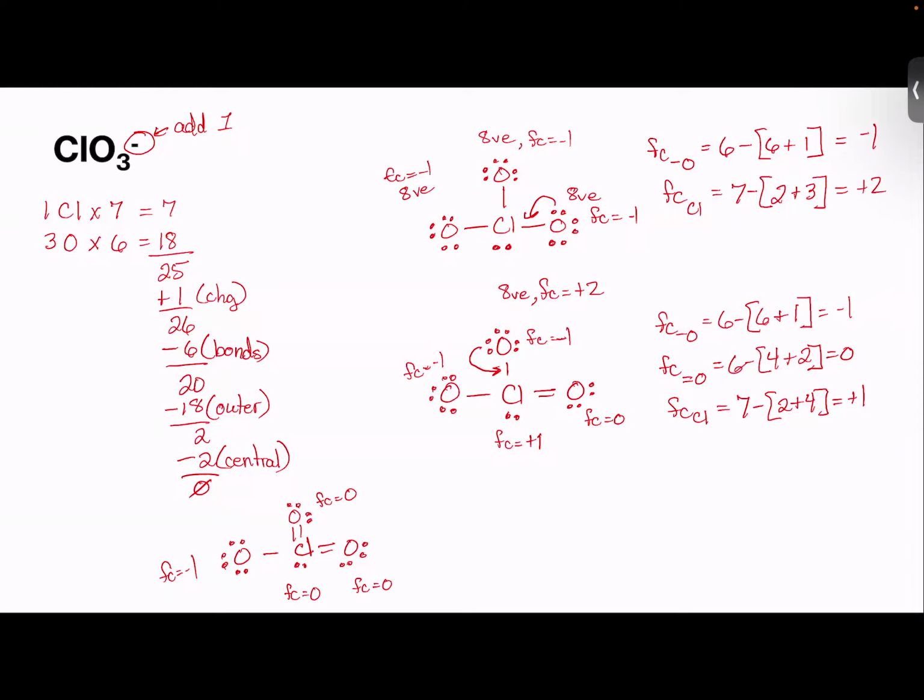It's not going to be 0 because we have a charged ion. So it's not going to be ever equal to 0. It has to equal the charge on the ion. Now, this is an ion, so it needs to be placed in brackets with the charge outside.